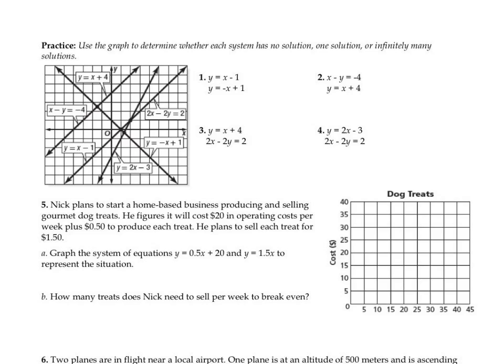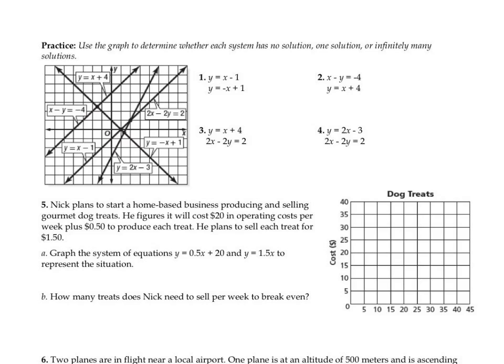So the directions tell us to use the graph to determine whether each system has no solution, one solution, or infinitely many solutions. So number 1 gives us two lines to look for on the graph. It gives us y equals x minus 1 and y equals negative x plus 1. So first we're going to want to pick out the first line, y equals x minus 1 on the graph.